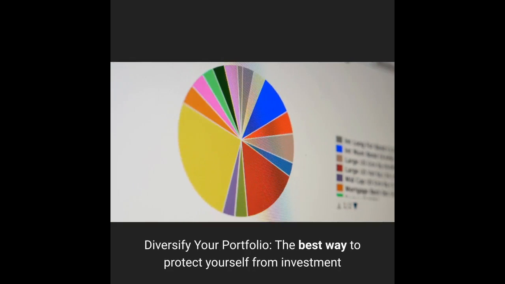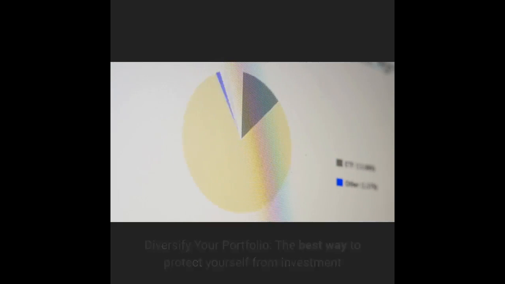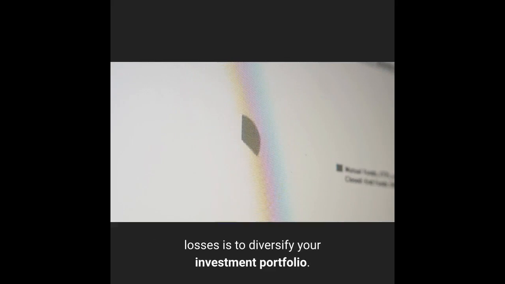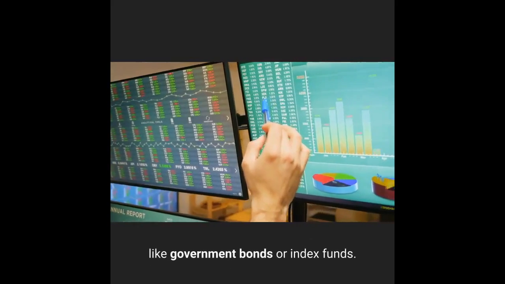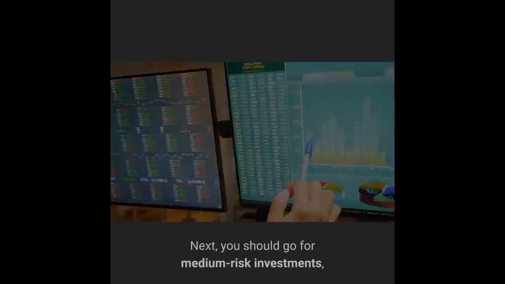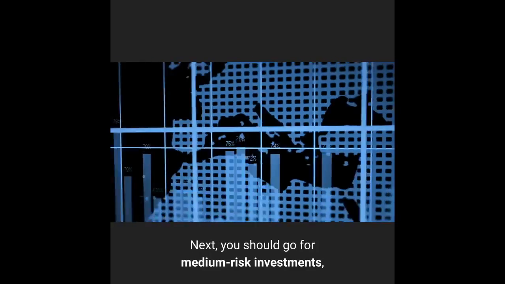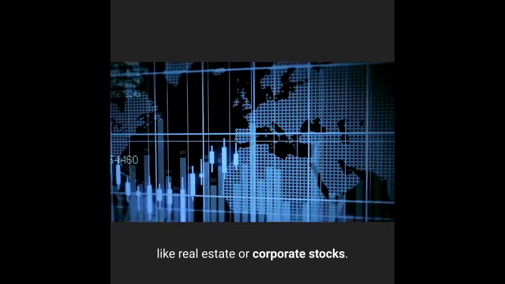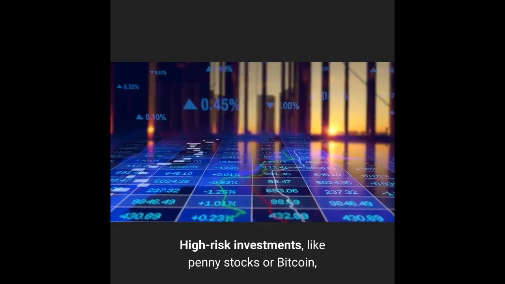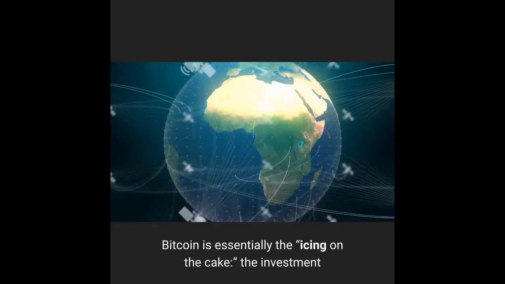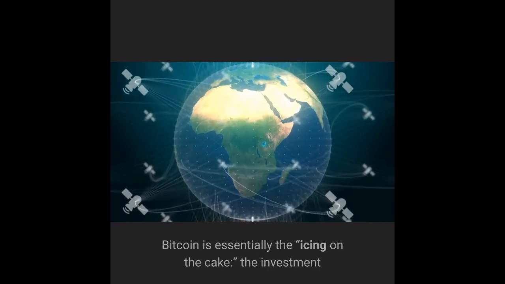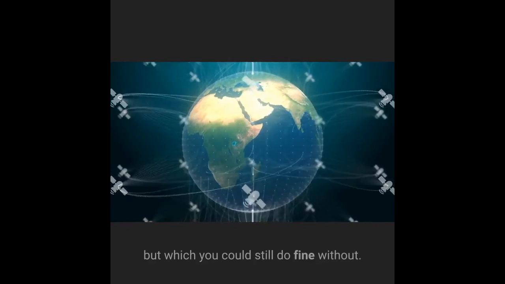Diversify your portfolio. The best way to protect yourself from investment losses is to diversify your investment portfolio. Your primary investments should be low risk, like government bonds or index funds. Next, you should go for medium risk investments, like real estate or corporate stocks. High risk investments, like penny stocks or Bitcoin, should be your smallest and least prioritized investments. Bitcoin is essentially the icing on the cake, the investment that could yield substantial profit but which you could still do fine without.